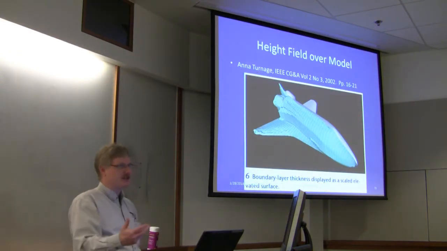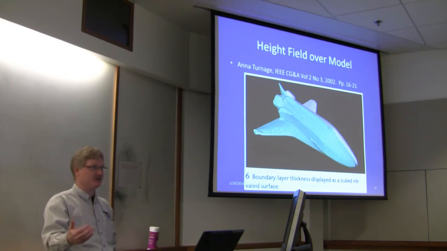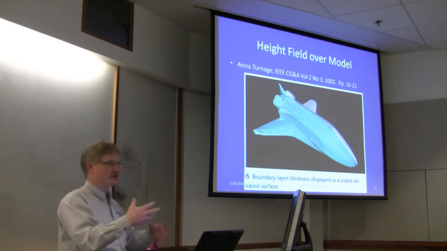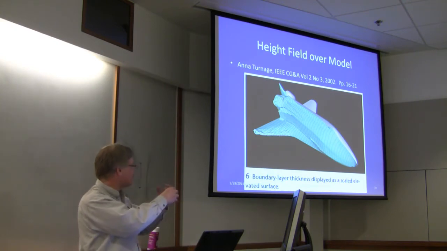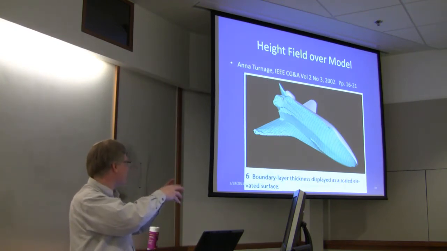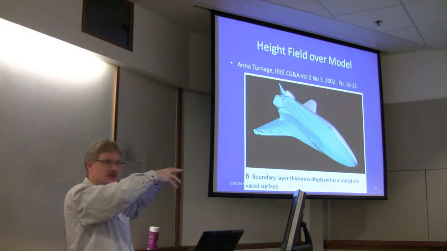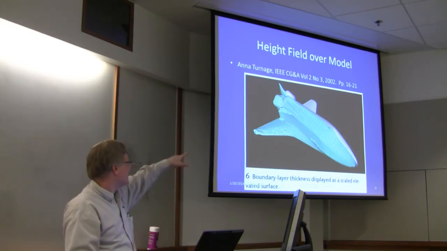All right, so this is an interesting one. This is mapping a height field over a model, and so you need to think about this a little bit more. Here, wherever there's high pressure, this is the boundary layer thickness, which basically stretches the surface of the model out, right? These contours help understand what the shape deformations are.